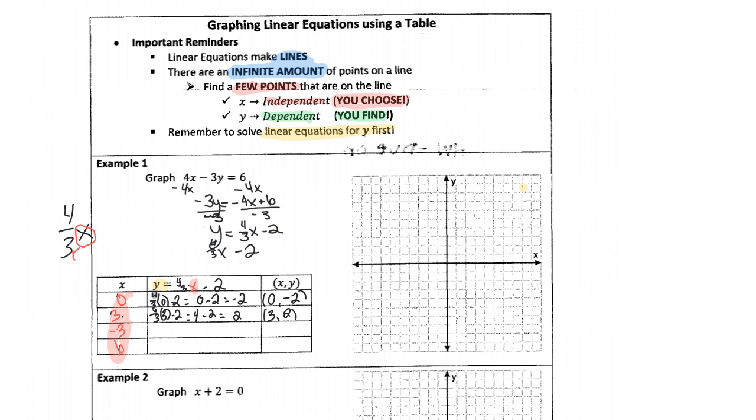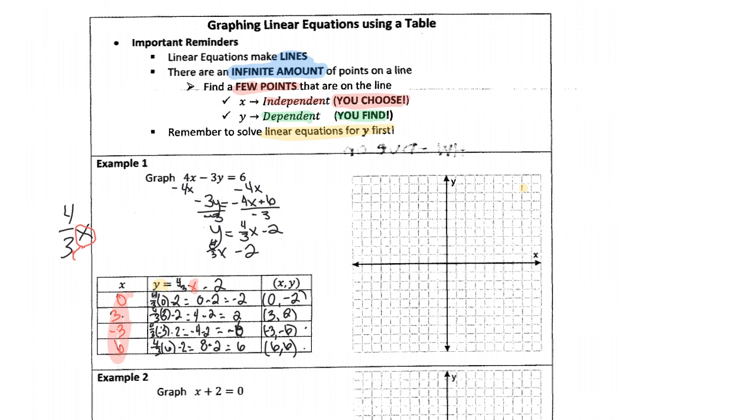All right, I want you to try the next two. Do -3 and 6. Hopefully you got (-3, -6) and (6, 6). So now we have those values, and we're going to start plugging those into the chart.